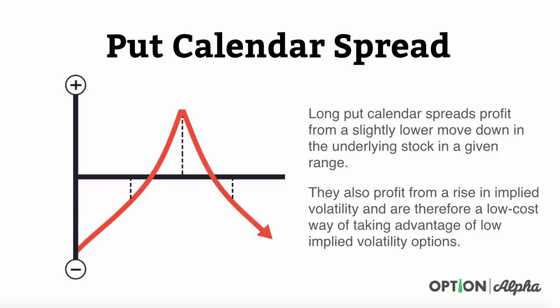So remember that long put calendar spreads profit from a slightly lower move down in the underlying stock inside of a given range. And they also profit from a rise in the implied volatility and therefore are a low cost way of taking advantage of low implied volatility options and markets.